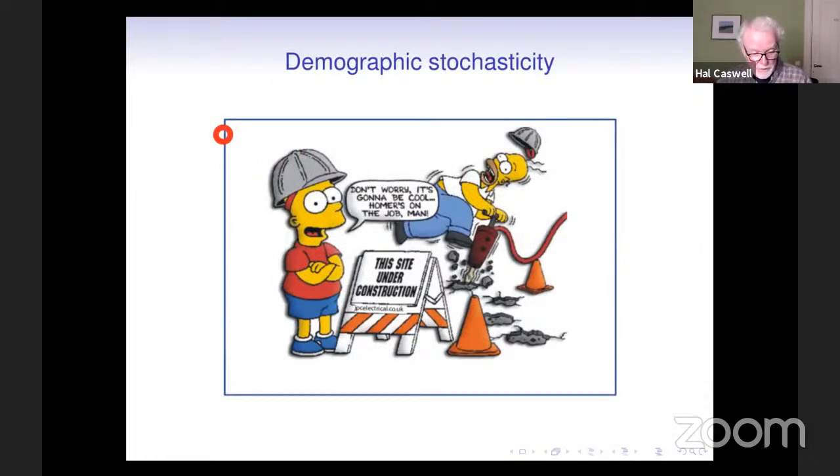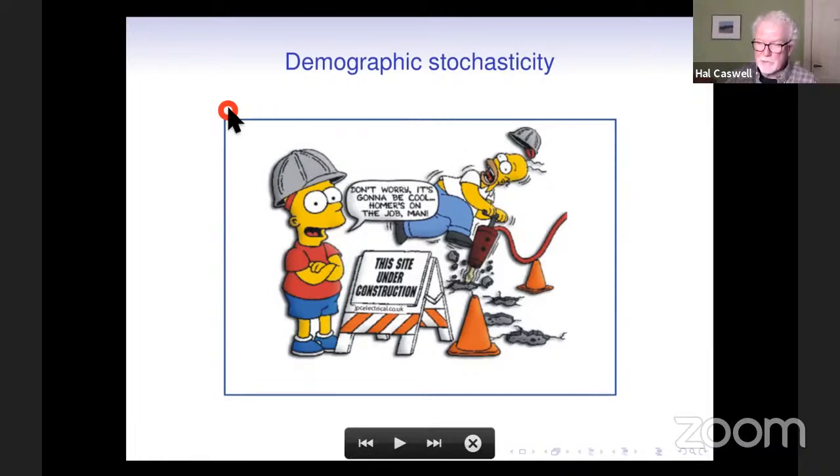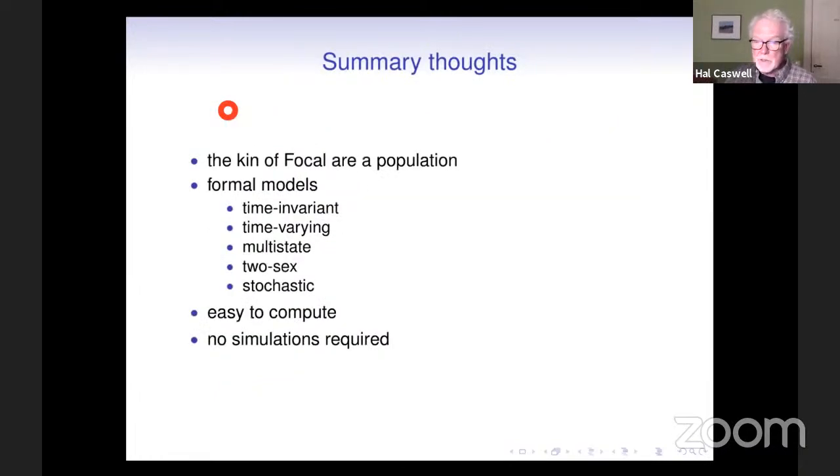Skip over that one. There are also questions about demographic stochasticity. These are small populations. I have five siblings. That's a small number to model as a population. And so the chance events of mortality and fertility generate variability. I pretty well know how to do this, but it's not really ready to show yet. So let me stop.